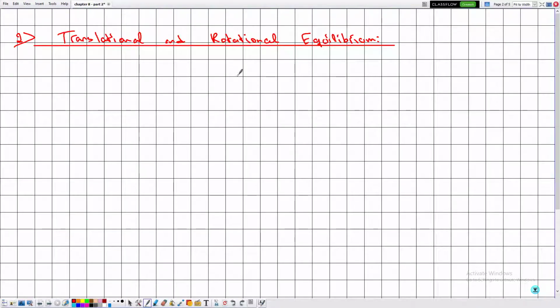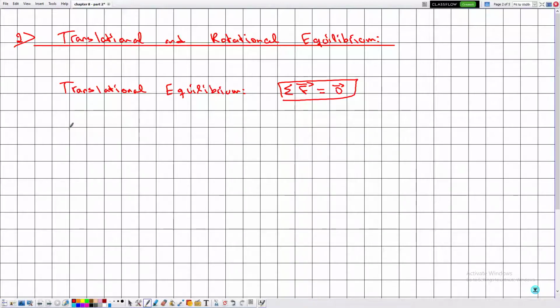Previously, we have discussed the translational equilibrium, and it's given by the sum of forces is equal to zero vector. So this is a vectorial equation and we know how to deal with it.